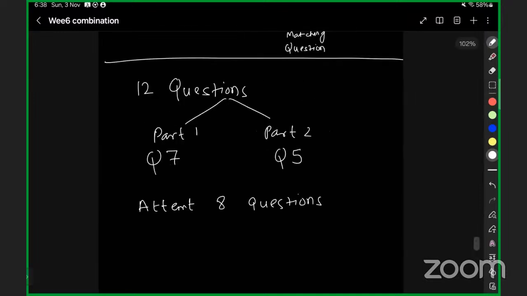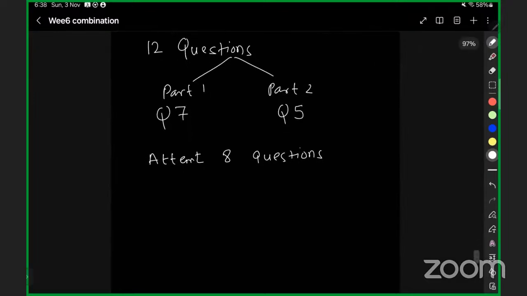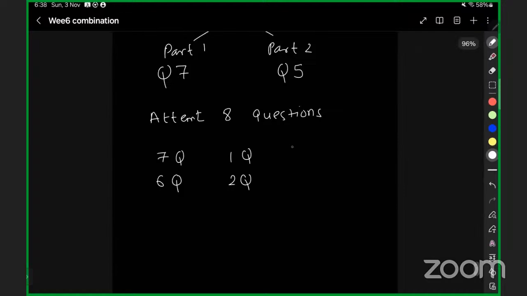Okay, so let's do this part first. He has to attempt 8 questions. Yeah, I think this is correct. So what he can do is, let's say, 7 questions from part one and then 1 question from part two, right? Or he can do 6 questions here and 2 questions there, right? Or he can do 5 questions from part one and then 3 questions from part two, right?